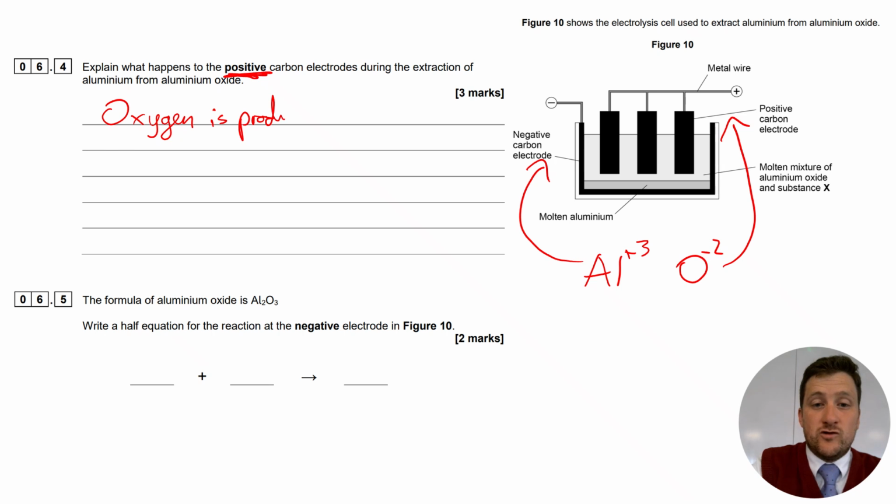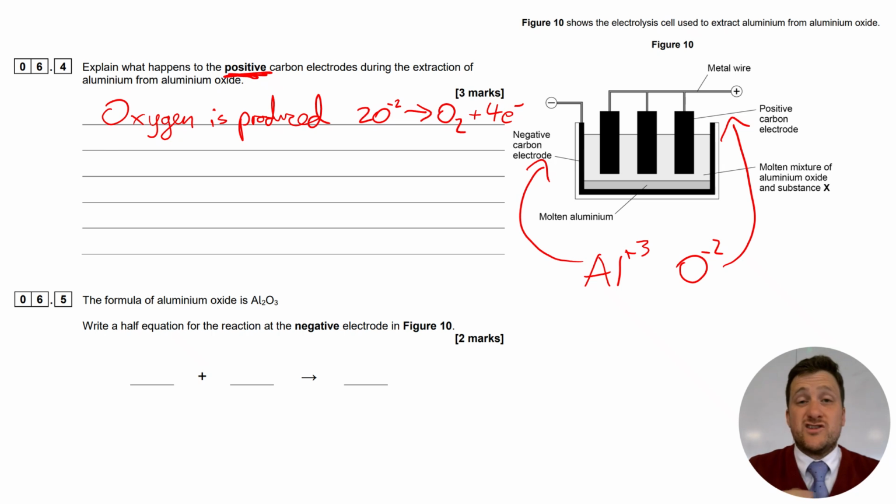For those of you who are good on your half equations, you could write the half equation for this as well. You could write 2O²⁻ is going to turn into an oxygen molecule plus 4 electrons. That's our oxidation. Now, that's only part of it.